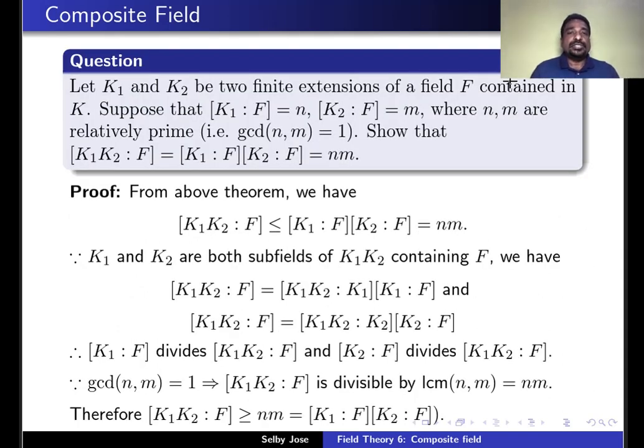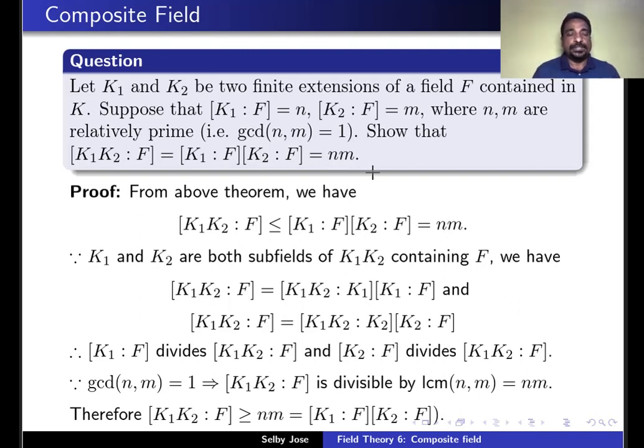The next question is: if K1 and K2 are two finite extensions of a field F contained in K, the degree of the extension K1 over F is n and the degree of the extension K2 over F is m, and m and n are relatively prime, that means the GCD of m and n is 1, then the equality holds. That means the degree of the extension K1K2 over F is equal to the degree of K1 over F times the degree of K2 over F.